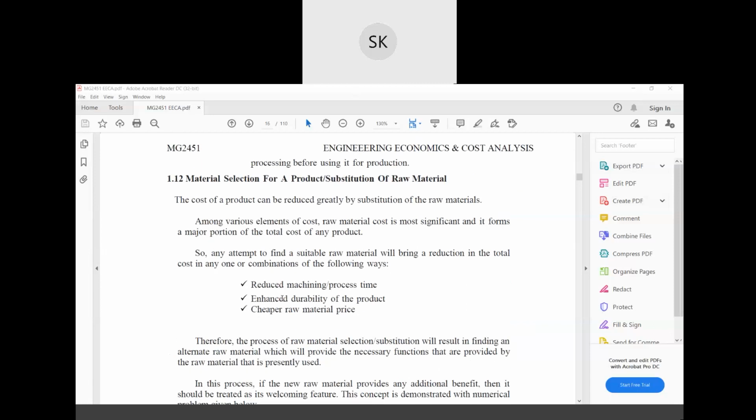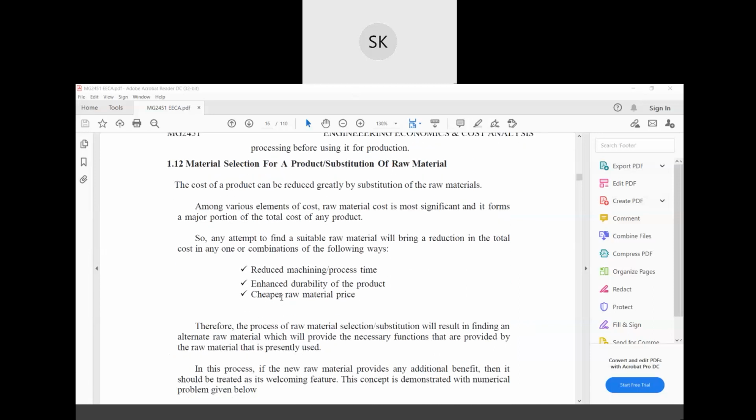Now, material selection for a product plus substitution of raw material. In any business, in any production of materials, raw material plays an important part, right?